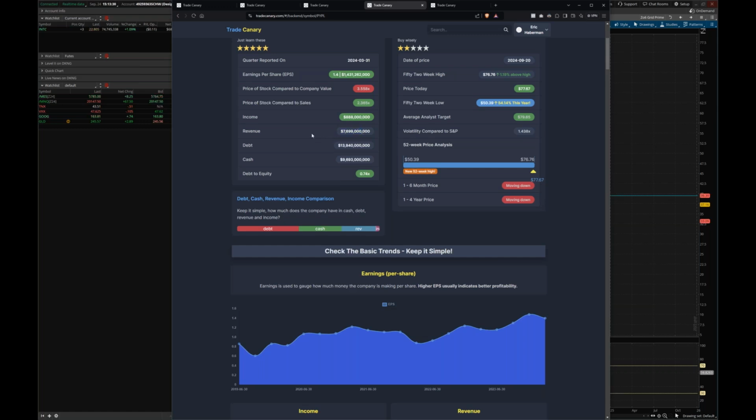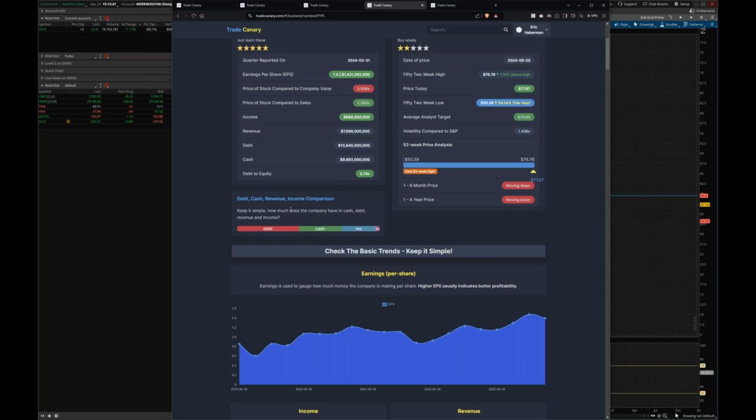7.6 billion in revenue. So they're just, you know, raw amount of money coming into the company. 13 billion in debt, 9 billion in cash. Quick view down here. Here's their debt to their cash, to their revenue, to their income.